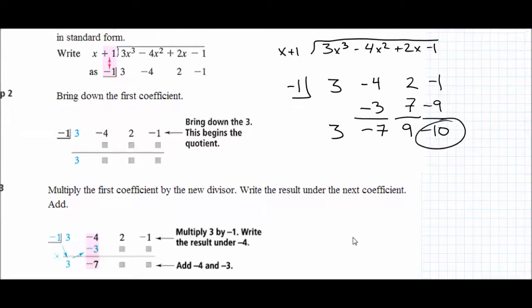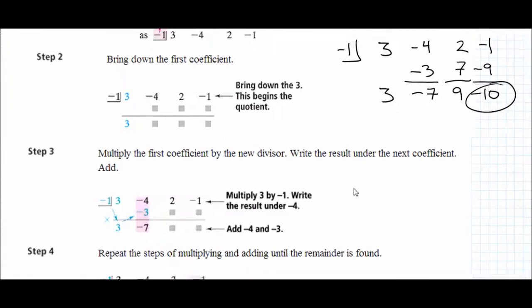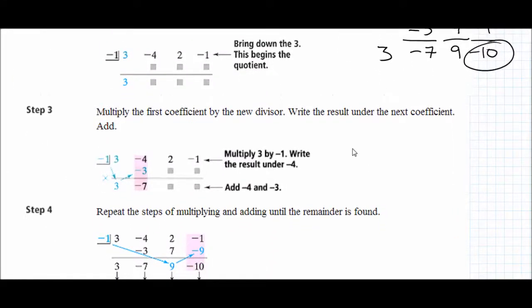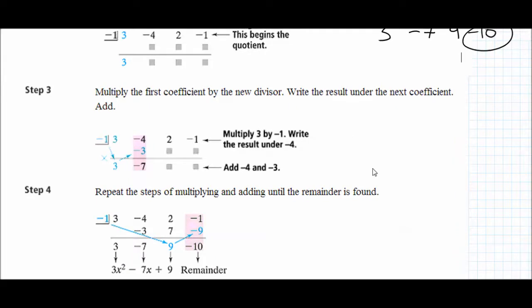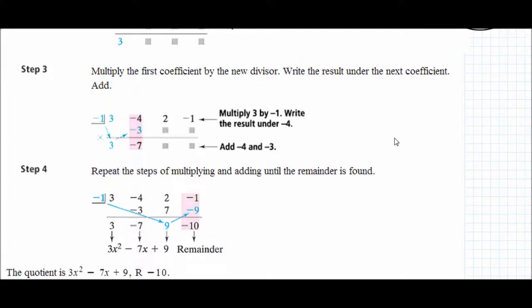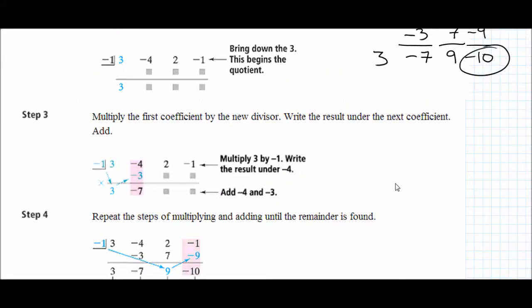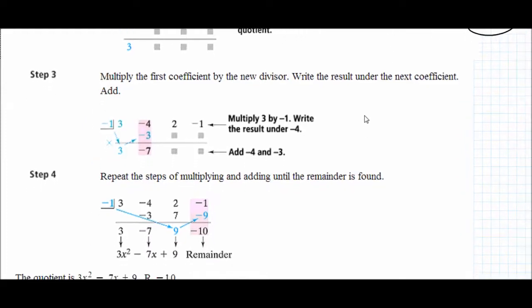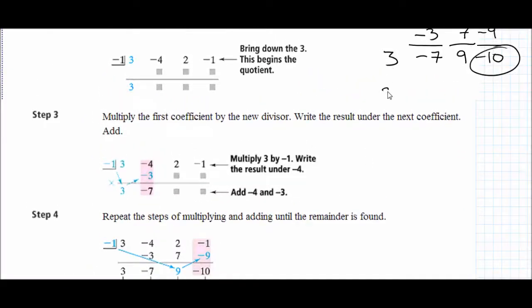Okay, and again, just walk through the steps over here in the video too. Step 1 was drop down the first coefficient. The second step is multiply the first coefficient by the negative divisor and write that result underneath the next coefficient, add them, multiply by the negative divisor, and so on and so forth until you get to the remainder. So you can rewrite the quotient as 3x squared minus 7x plus 9 with the remainder of negative 10.